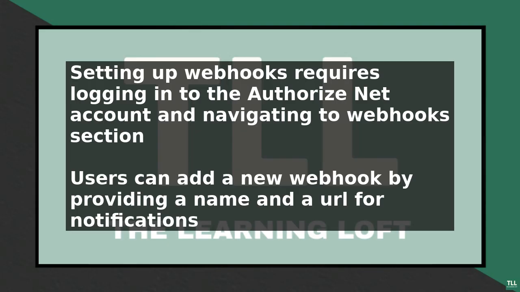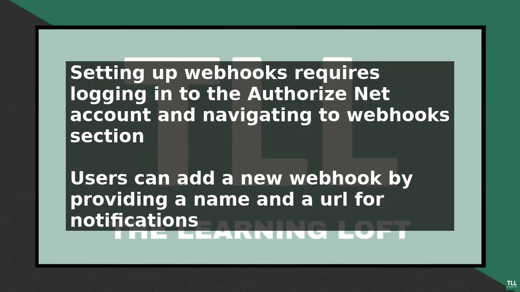Step 2. Choosing event types. Authorize Net provides a range of event types that you can choose from, including payment, transactions, customer information, and subscription events. You can select the events that are relevant to your business and receive notifications when these events occur.